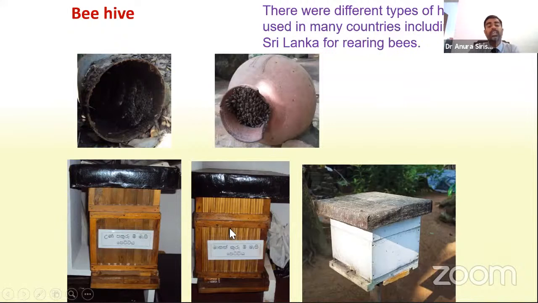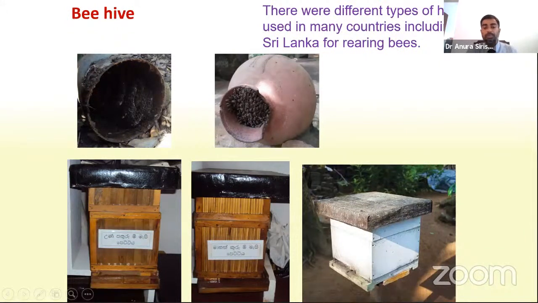Anyway, what we have found is that they are very interested in settling in clay pots. Therefore, if you want to catch a swarming colony, we have to keep this type of clay pot in different places in your home garden. Then they will come and settle there, and you can transfer them into a box like this.